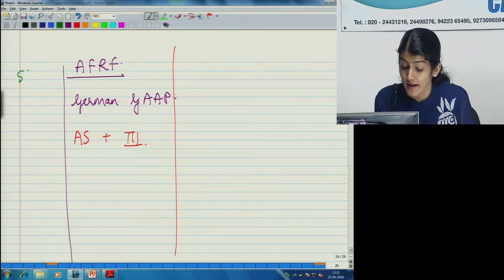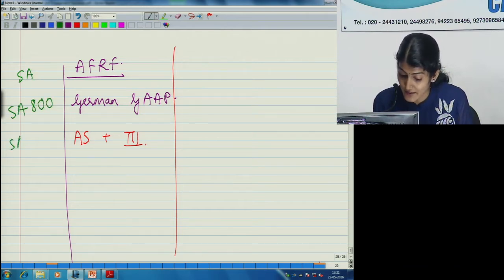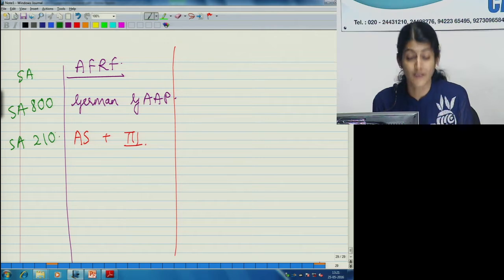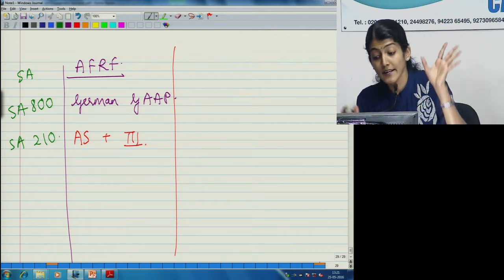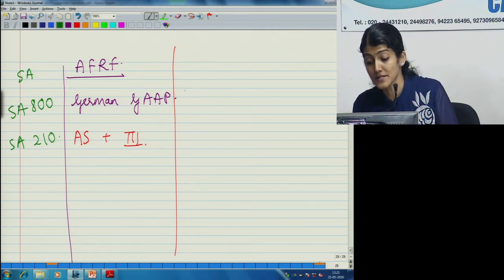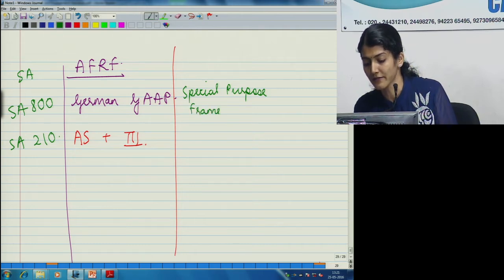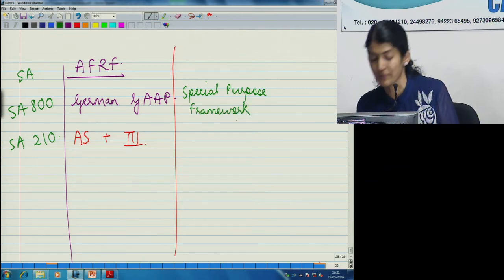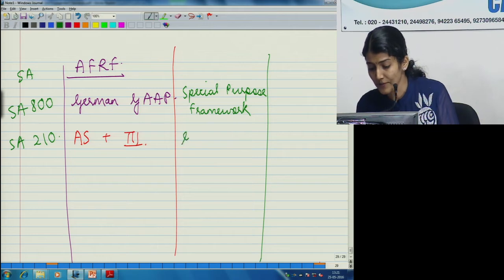under SA 800. And this Indian GAAP assignment I'll accept under SA 210. Because an Indian company preparing financial statements as per German GAAP is a special purpose framework. See, every Indian company does not prepare financial statements as per German GAAP. But every Indian company will prepare financial statements as per accounting standard Schedule 3. You understand?